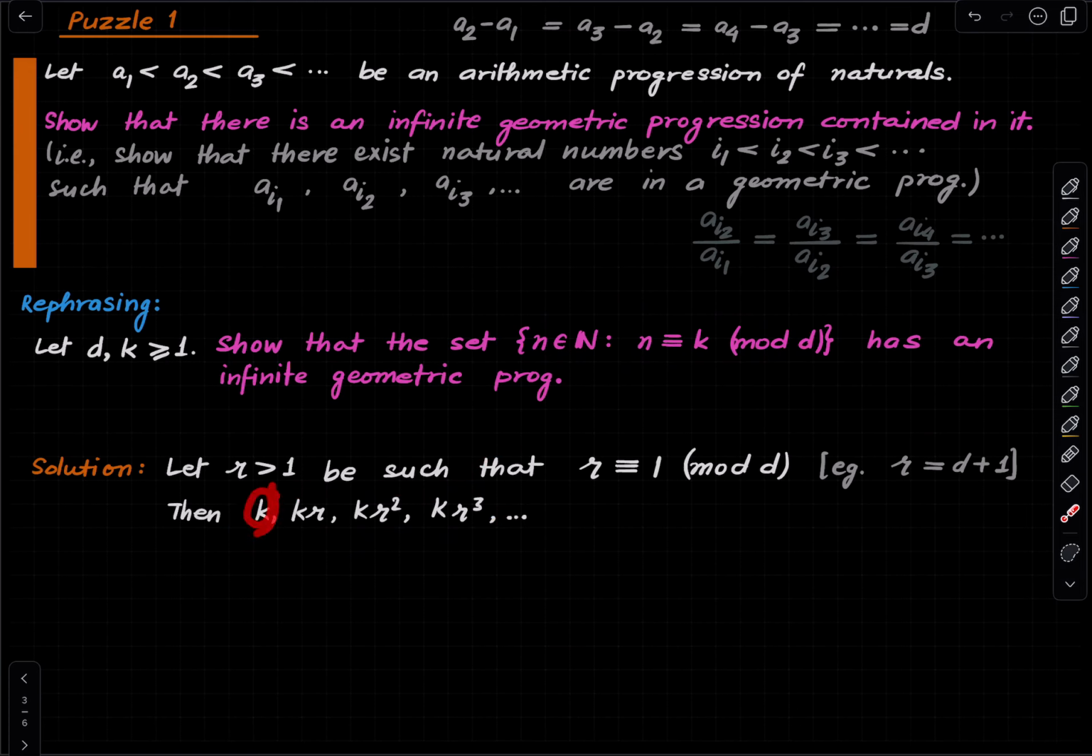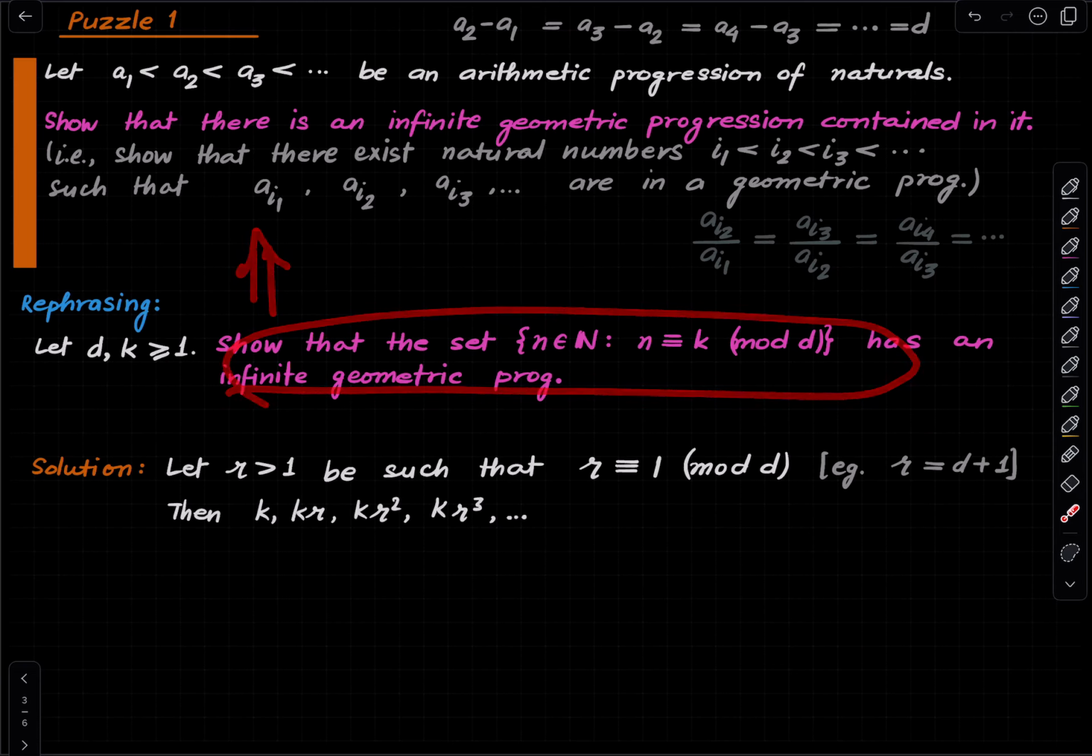right? k is clearly congruent to k mod d. kr is also congruent to k mod d because r is congruent to 1 mod d, right? So kr is congruent to k mod d, kr squared is also congruent to k mod d, and everything is congruent to k mod d. So this is an infinite geometric progression sitting in the set, and that was the rephrasing of the original puzzle. So make sure that you understand this implication, why this statement implies the original statement.